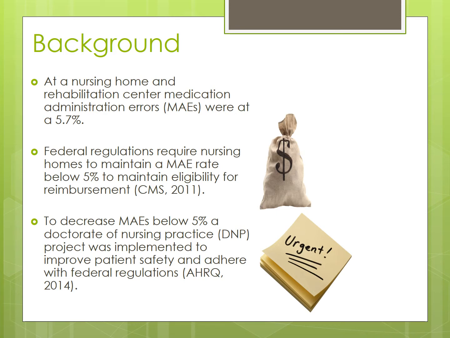At a nursing home and rehabilitation center located in the southeastern region of the United States, medication administration errors were at a rate of 5.7%. Federal regulations require nursing homes to maintain a medication administration error rate below 5% to maintain eligibility for reimbursement. To decrease medication administration errors below 5%, a Doctor of Nursing Practice project was implemented to improve patient safety and adhere to federal regulations.